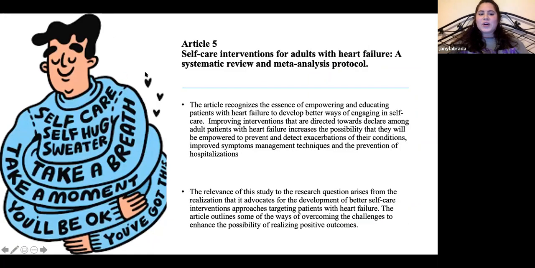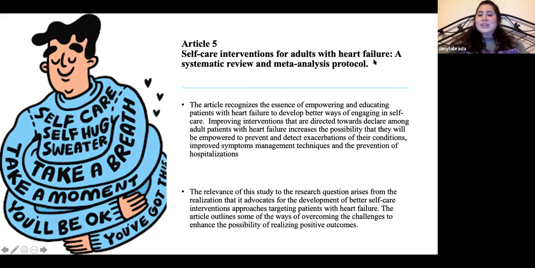All right, my fifth article. I love this article specifically because it teaches you self-care. These patients, they've had a hard life. They've had many symptoms that affect their life. So it is good to self-care, give yourself a hug, like that picture shows, take a breath, and you'll be okay. You got this, you can go through it.